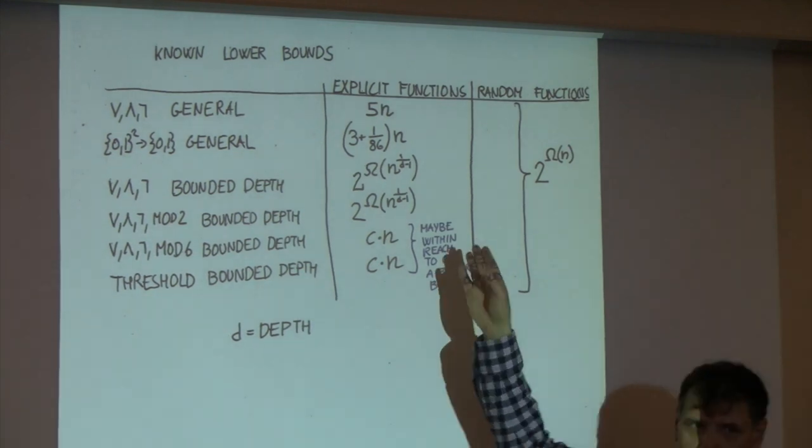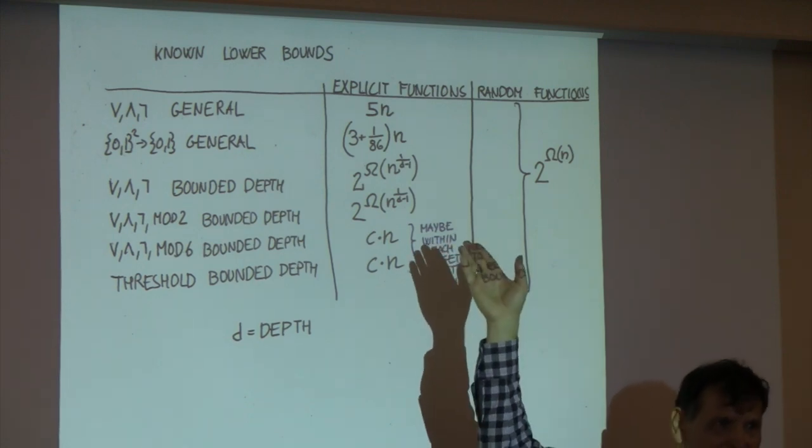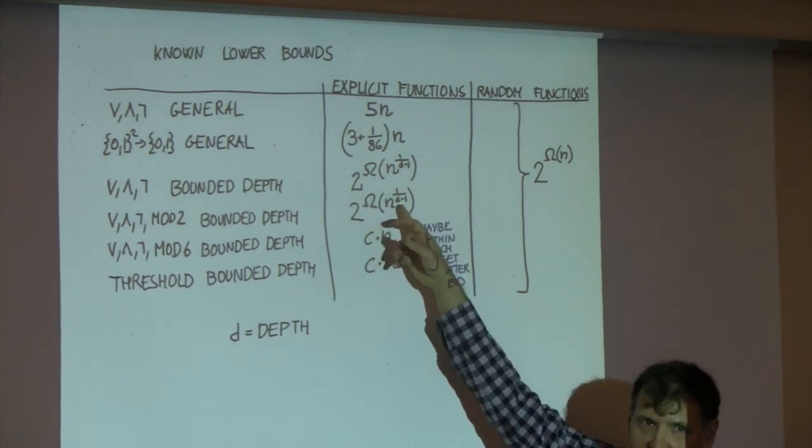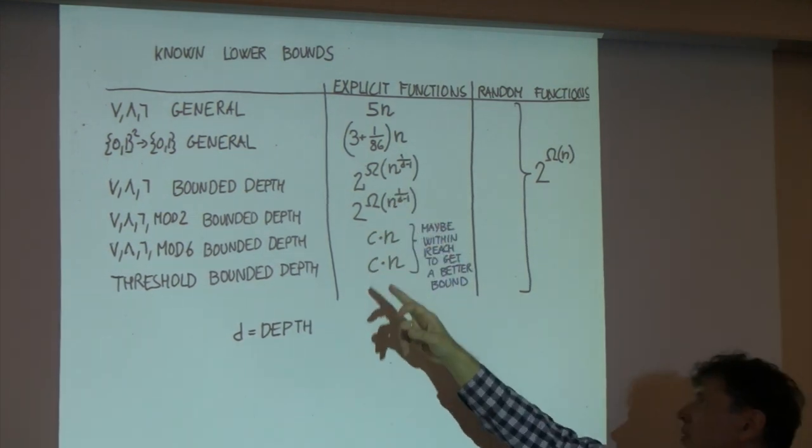So for bounded depth, we now have much better bounds, and for really stupid devices, like just bounded fan-in AND and OR gates but bounded depth, we have exponential lower bounds.